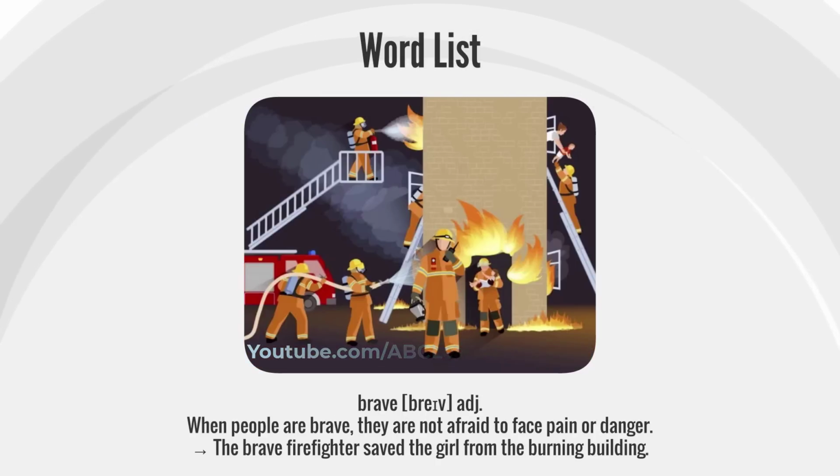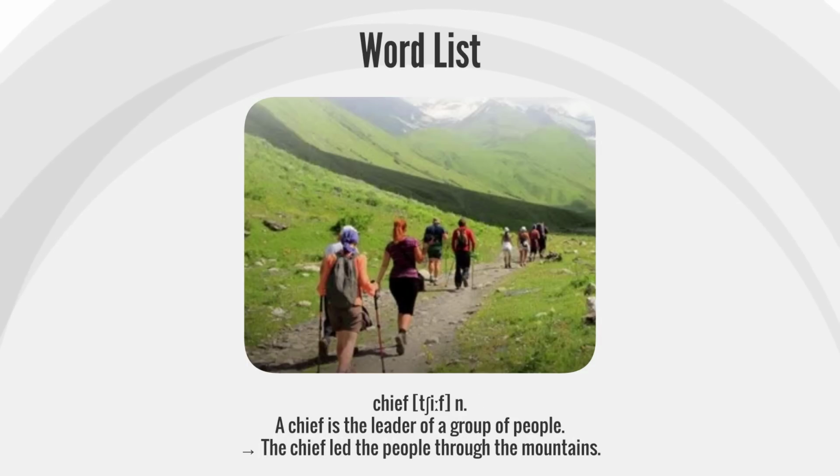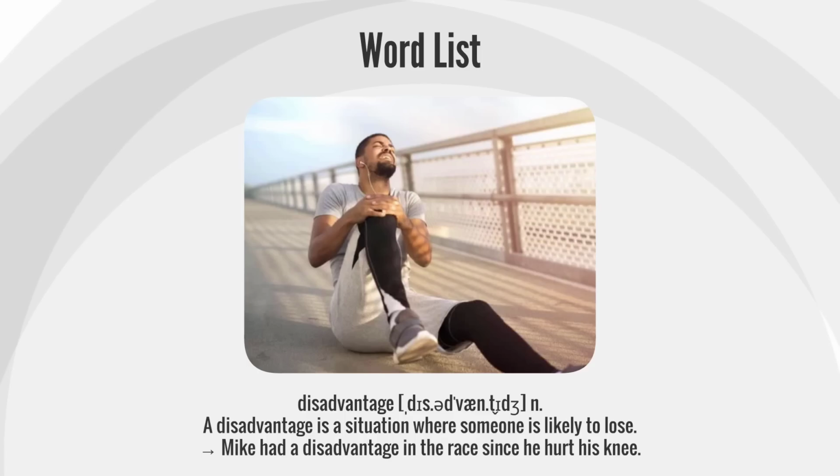Brave. When people are brave, they are not afraid to face pain or danger. The brave firefighter saved the girl from the burning building. Chief. A chief is the leader of a group of people. The chief led the people through the mountains. Disadvantage. A disadvantage is a situation where someone is likely to lose. Mike had a disadvantage in the race since he hurt his knee.